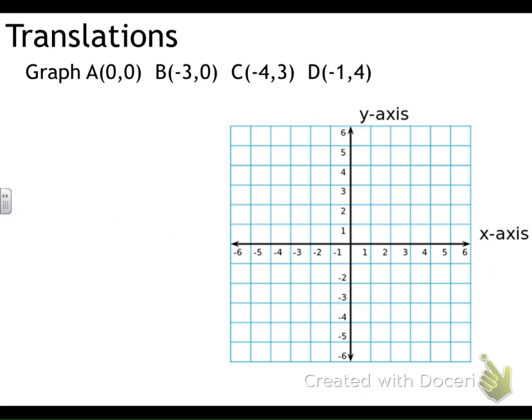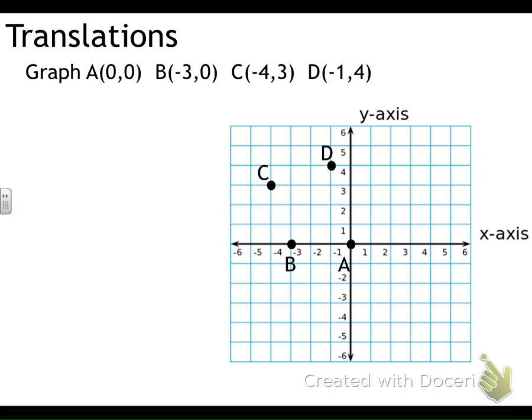Let's do this with graphing. Okay, because that's the idea. We know how we can do this more accurately on a graph. So we're going to go ahead and graph these points. So I'm going to start. We're going to graph A, which is (0, 0). There it is. We're going to graph B, which is (-3, 0). We're going to graph C, which is (-4, 3). And we're going to graph D, which is (-1, 4).